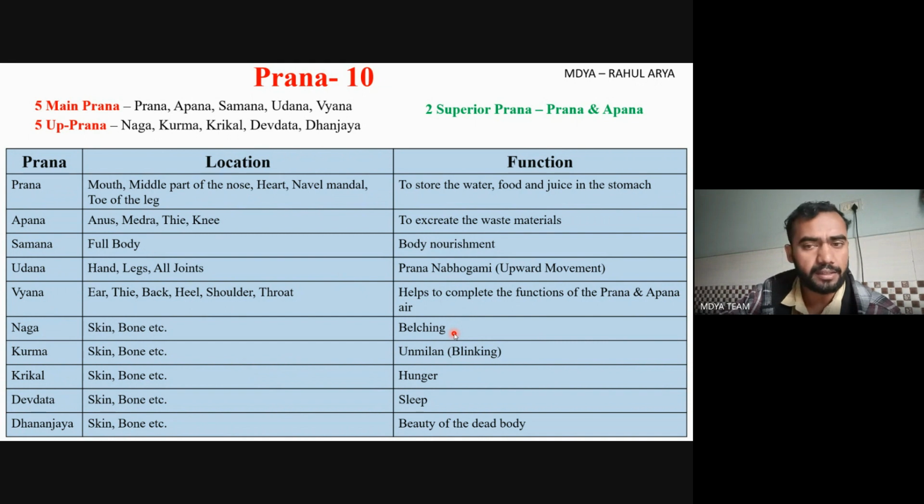Function of naga is belching. Function of kurma is unmilana, meaning blinking. Krikala, hunger. Devadatta, sleep. Dhananjaya, beauty of the death. Yes, it's important here, these kinds of words. First time I noticed here, beauty of the death. Dead body, sorry.